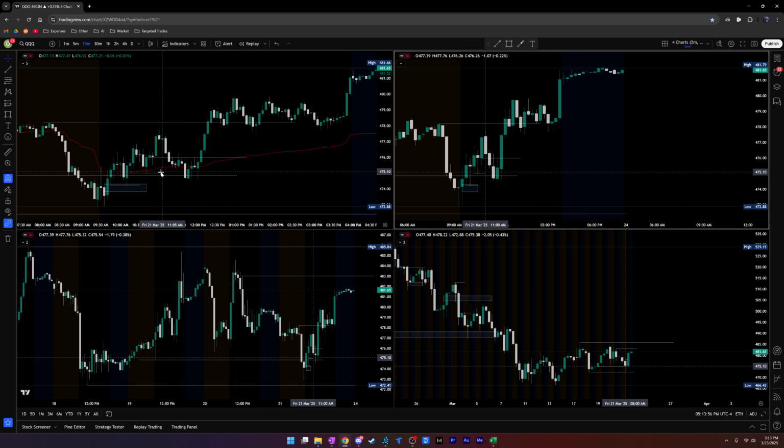So usually you wait till after the sweep to enter a trade. But if you want to get in at a retest of a candle, that's fine too, but your risk to reward is a little bit slimmer.